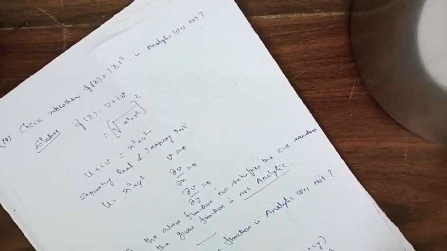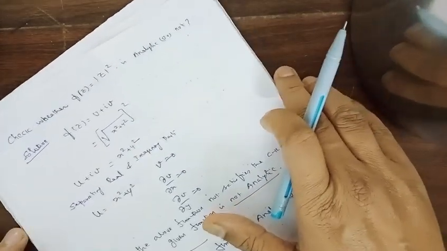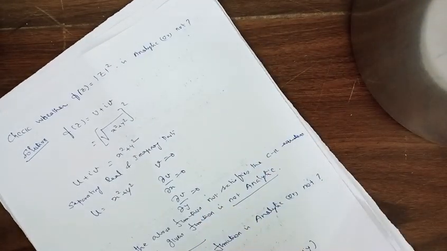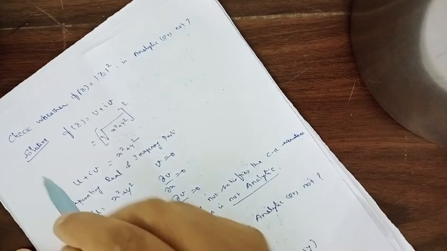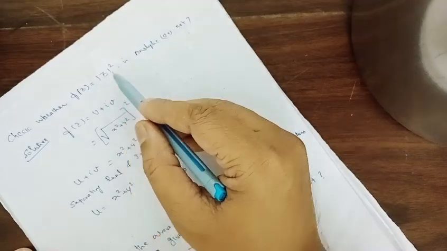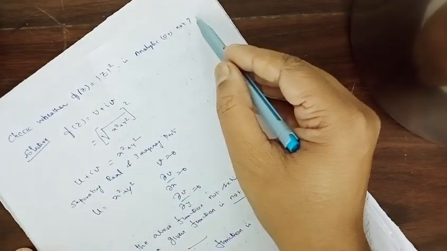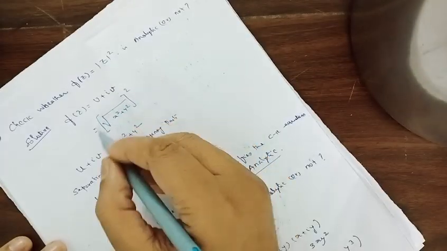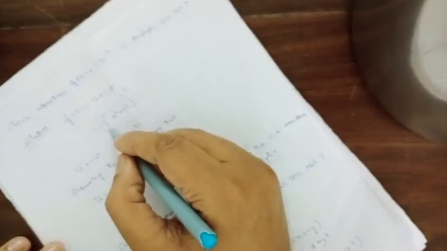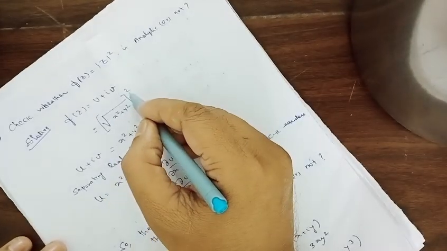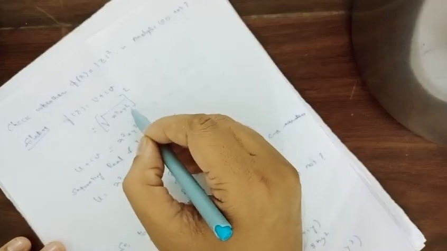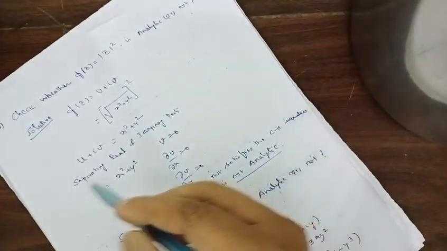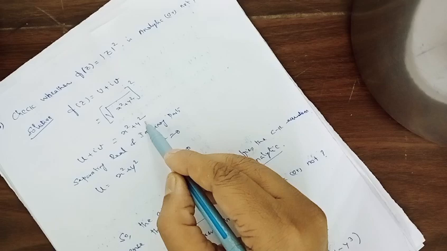Another example you will see. I am giving you lots more examples in order to understand this type of problem in a good manner. Okay, you follow the things. Check whether f of z is equal to mod z square is analytic or not. Similarly, f of z is equal to u plus iv. We know mod z is equal to root of x square plus y square, as in the earlier problem. Now u plus iv is equal to x square plus y square.